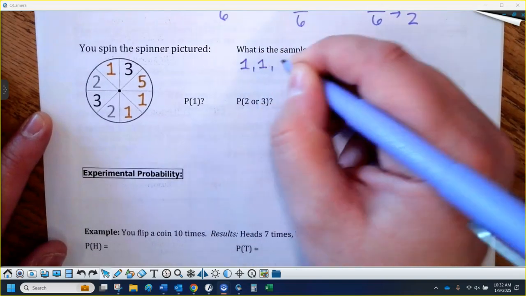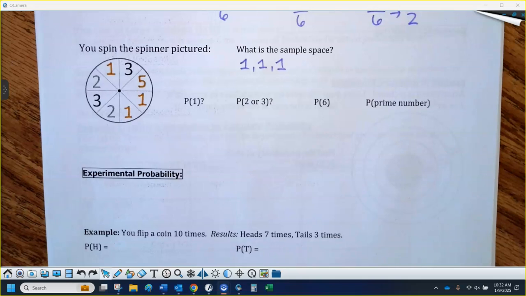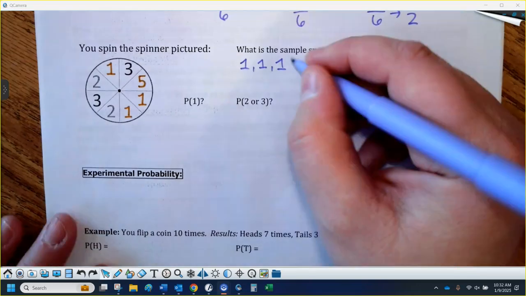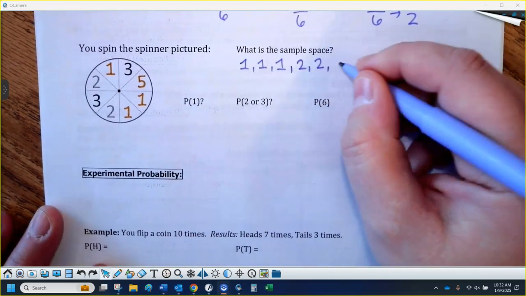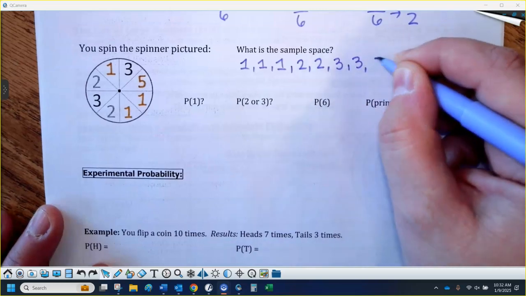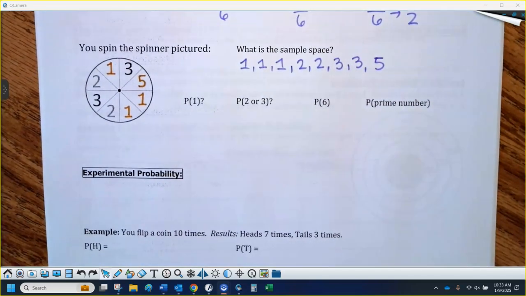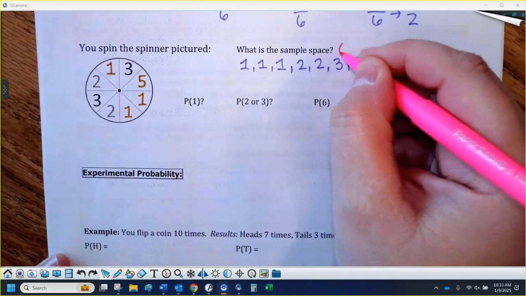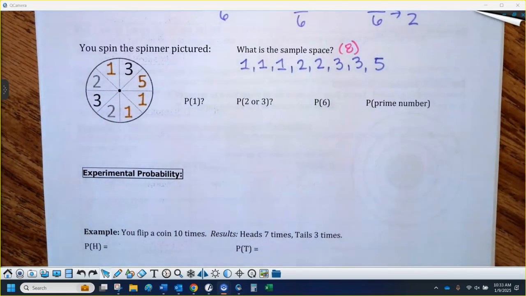So when you are listing the sample space, you would have to list each of those individually. So I have 3 different ones, and I have 2 2s. I have 2 3s, and I have a 5. So there's 8 total spaces, so I have 8 total outcomes. Some of them are repeated, but there's 8 spaces on the spinner. What is the probability that you would land on a 1?